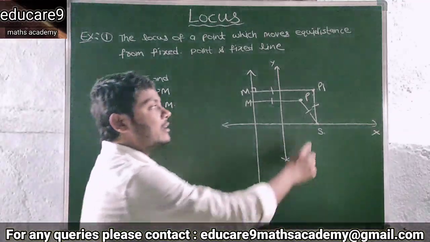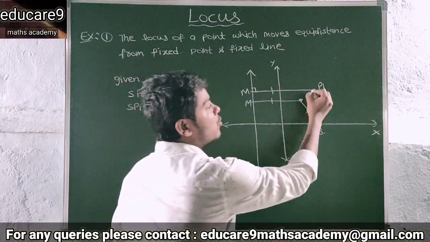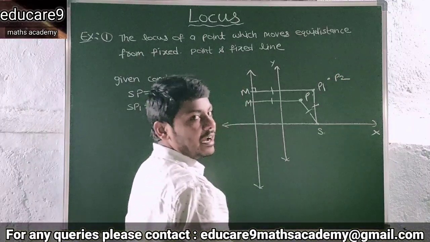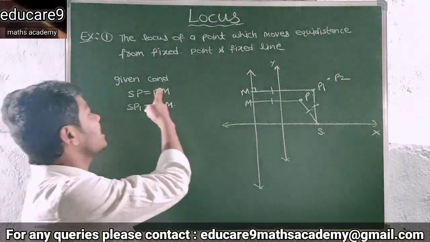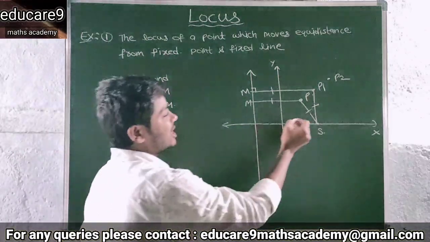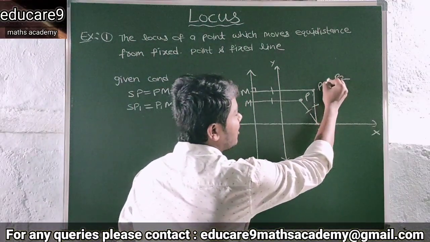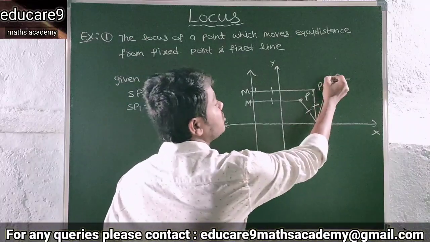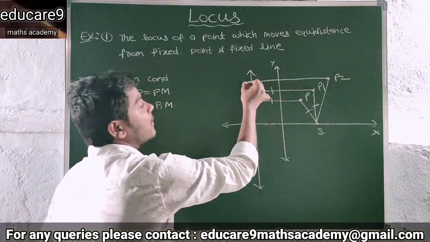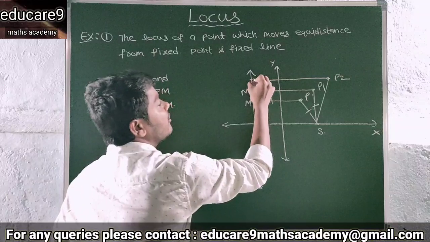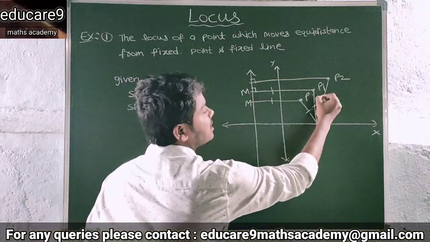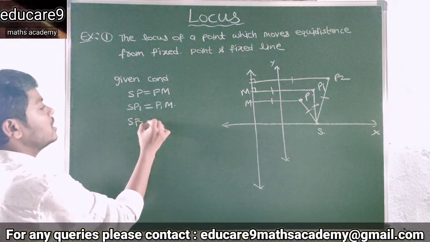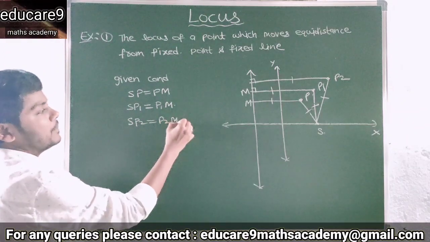And again this point moved from P1 to P2, and that P2 also satisfies the given geometrical condition. So what is that? The distance from the fixed point to the variable point is equal to the distance from the variable point to the fixed line. These distances are equal. That is SP2 is equal to P2M.